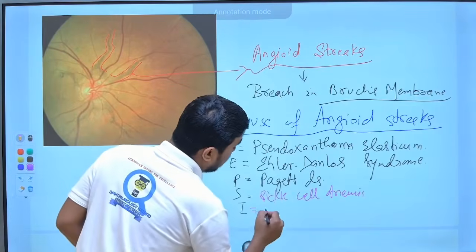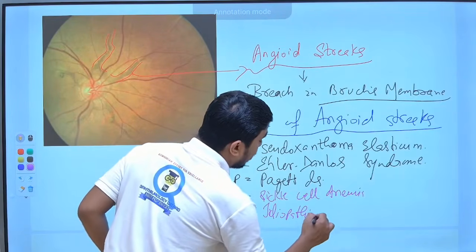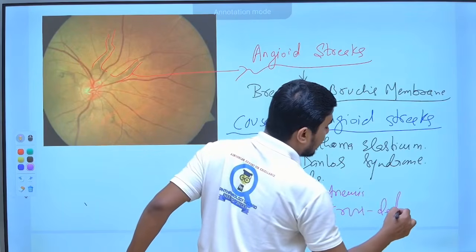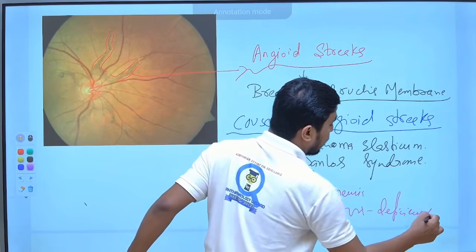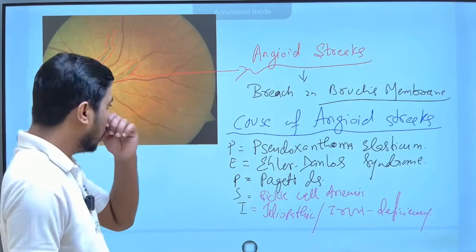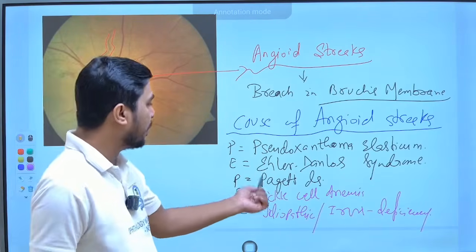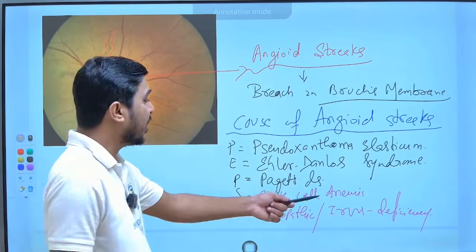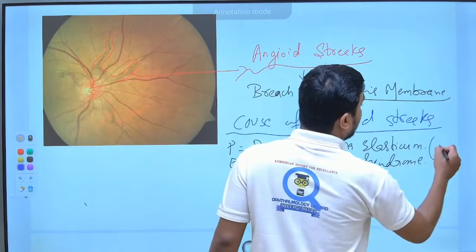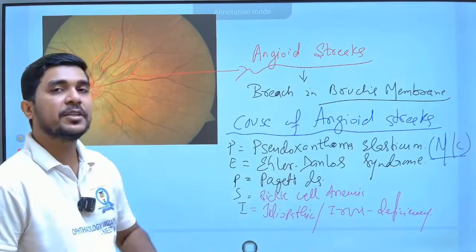I for idiopathic or iron deficiency. So basically, this angioid streak is caused by the PEPSI mnemonic: pseudoxanthoma elasticum, Ehlers-Danlos syndrome, Paget disease, sickle cell anemia, idiopathic or iron deficiency. Among them, the most common cause is pseudoxanthoma elasticum.